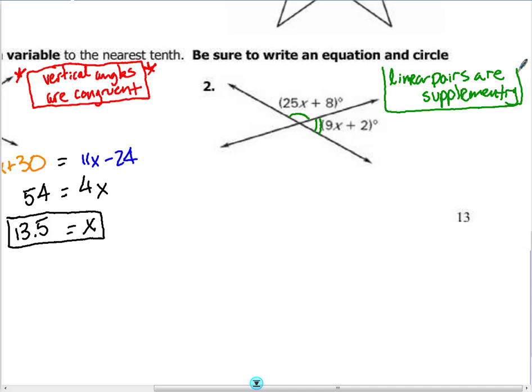So here we know that this angle right here, 25x plus 8, plus my second angle, 9x plus 2, their sum has to be equal to, their supplementary has to be equal to 180 degrees. Now you might be asking, how do I remember supplementary and 180 degrees?